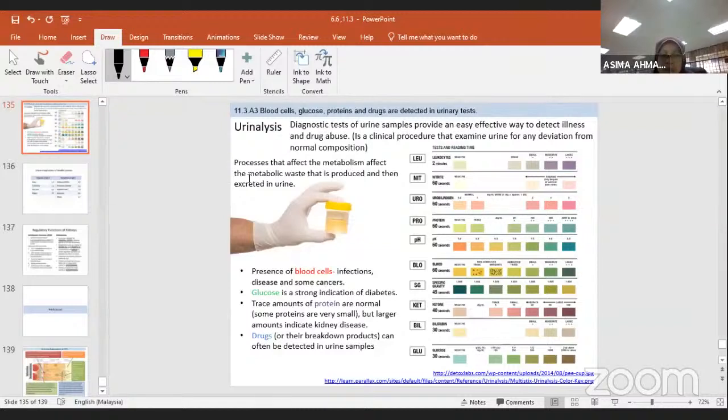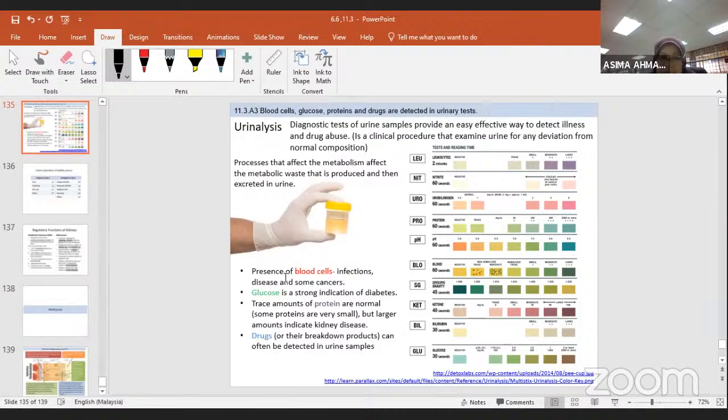Processes that affect the metabolism affect the metabolic waste that is produced and then excreted in urine, because urine actually contains all of the metabolic waste. So kalau metabolic process kita semua normal, maka the urine punya component will be normal lah. But if let's say something is wrong in our body, then that will affect metabolic waste produced, and this can be detected in urine.